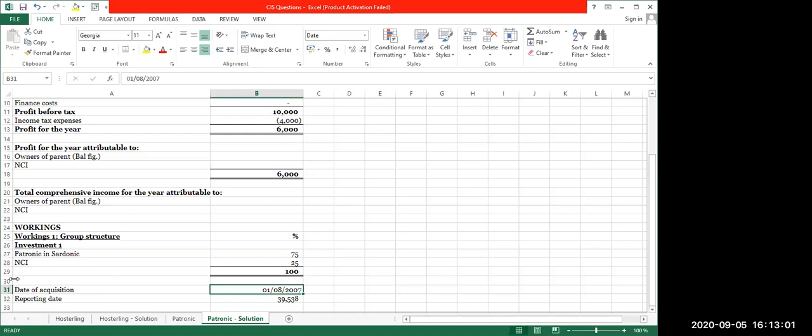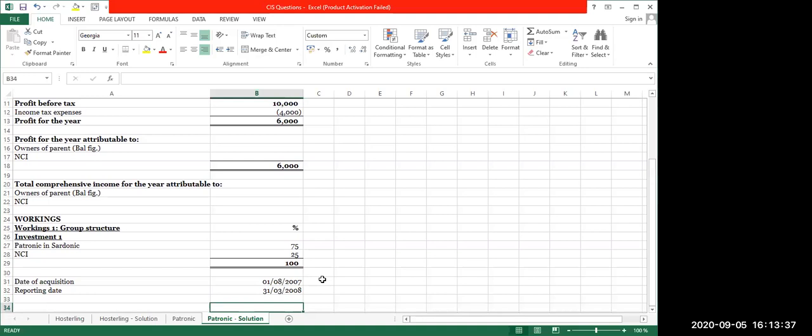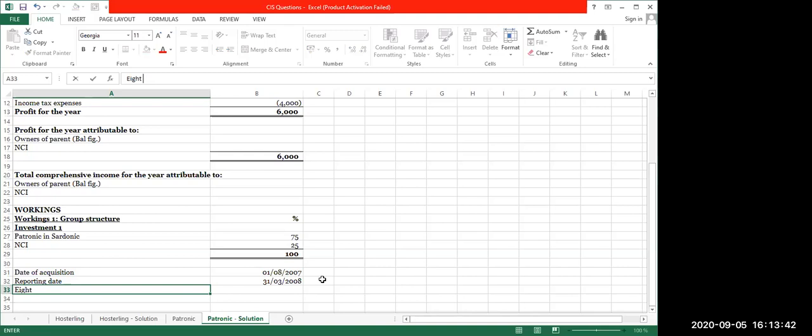My people, August 2007 and March 2008. So the year starts in April 2007. This 2008 year started in April 2007. So it's a no-brainer. This is an acquisition during the year. So we have August, September, October, November, December. That's 8 months, are we? That's 8 months into the year. So it's clearly an acquisition during the year.